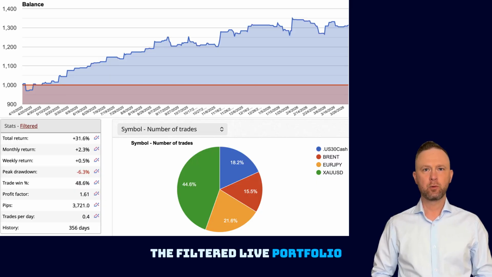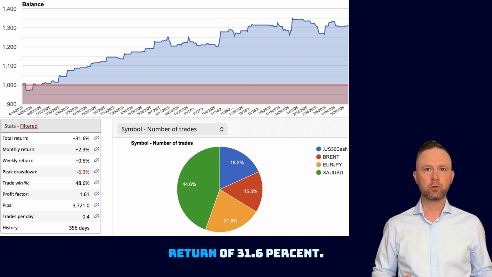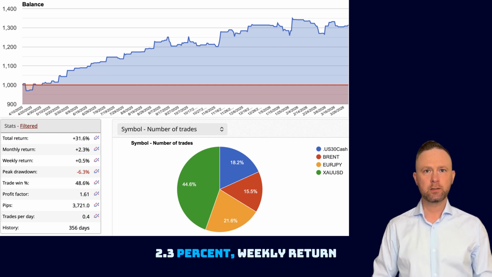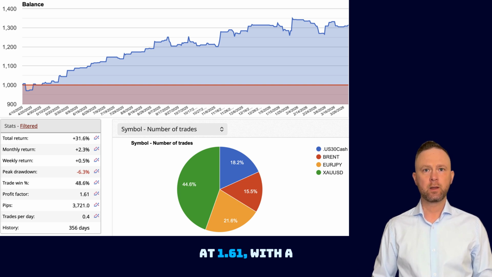The filtered live portfolio currently shows solid long-term stability with a total return of 31.6%. The monthly return is 2.3%, weekly return 0.5%, and peak drawdown remains limited to 6.3%. The profit factor stands at 1.61, with a win rate of 48.6%.